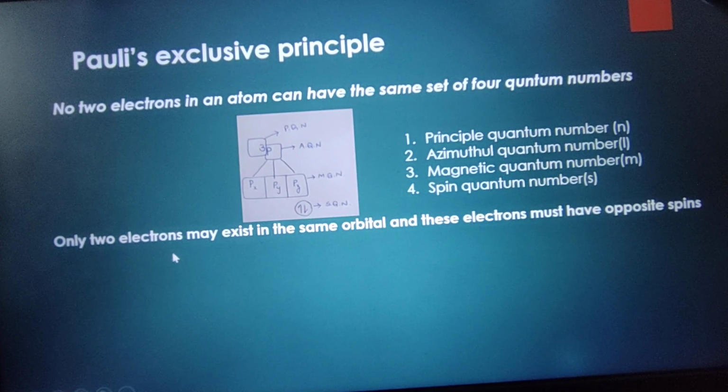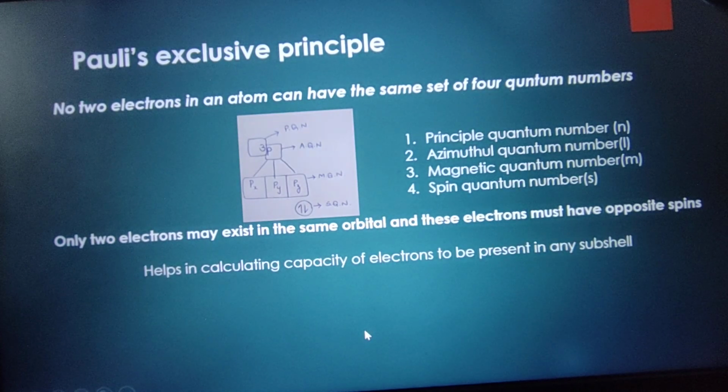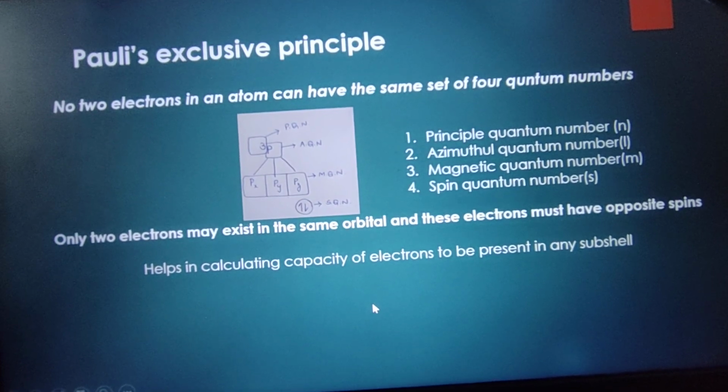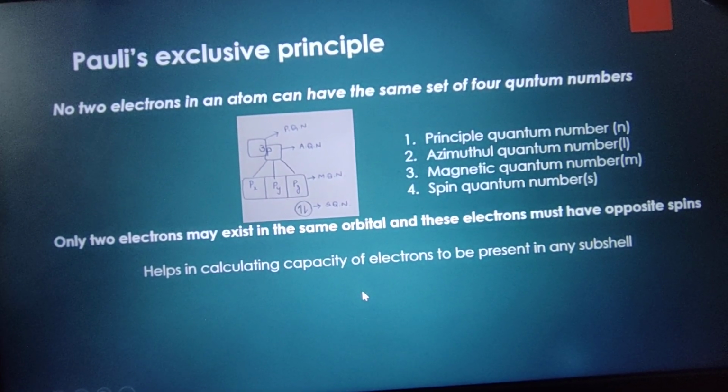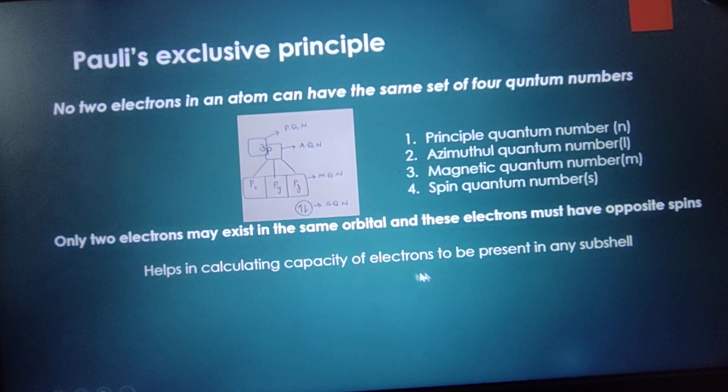Next, only 2 electrons may exist in the same orbital and these electrons must have opposite spins. So only 2 electrons will exist in one orbital, like the pz orbital, but these 2 electrons will have opposite spins. Why is this information important? With this information we can calculate the capacity of electrons present in any subshell.